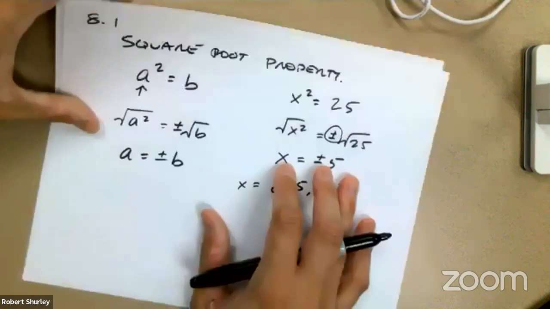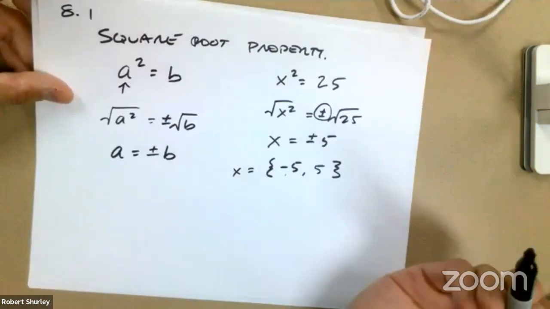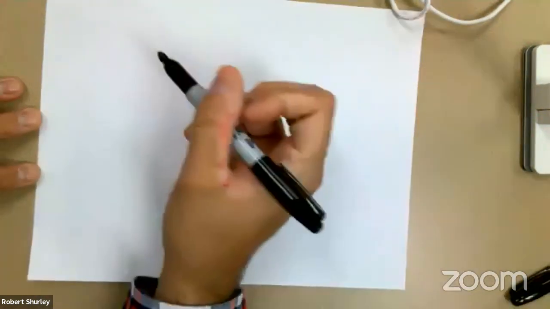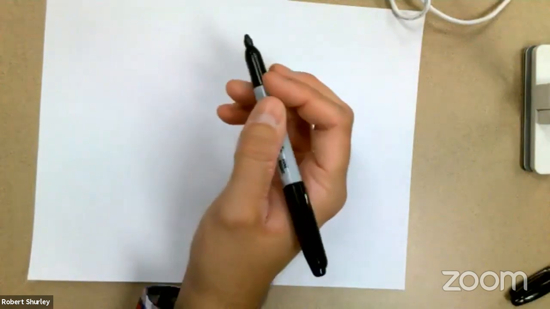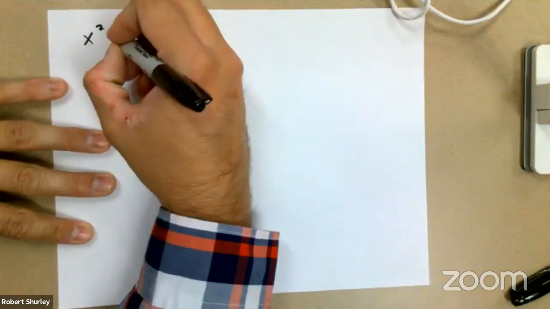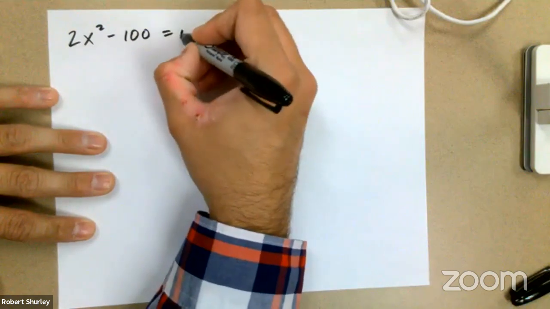And the first few examples I'm going to do today in the first part of 8.1 are fairly simple. The book just kind of goes into some deeper, harder examples as we go. So let's go through how you would actually solve these. Let's say we've got 2x squared minus 100 equals 0.